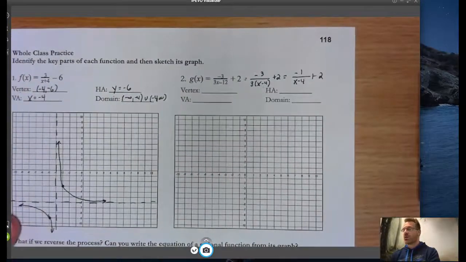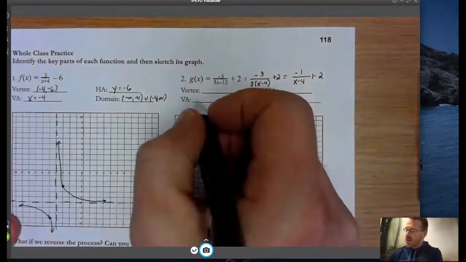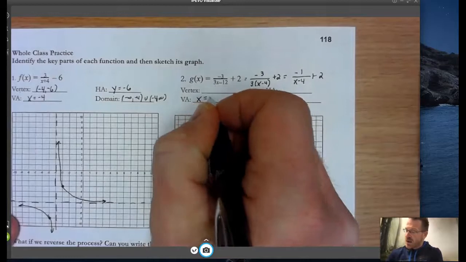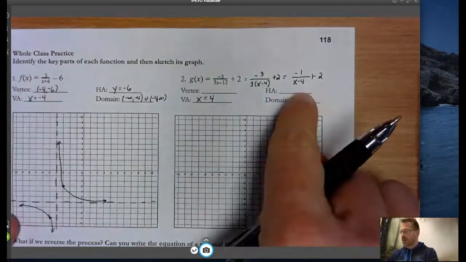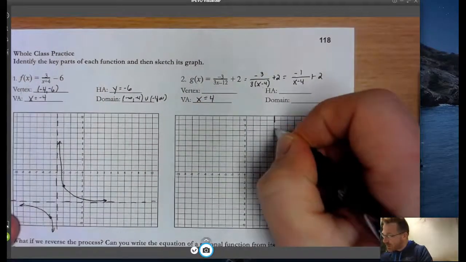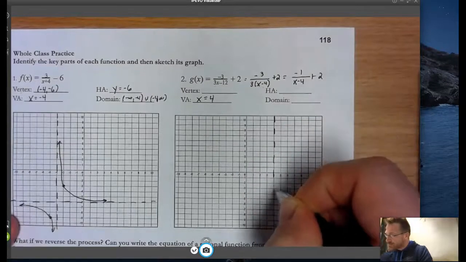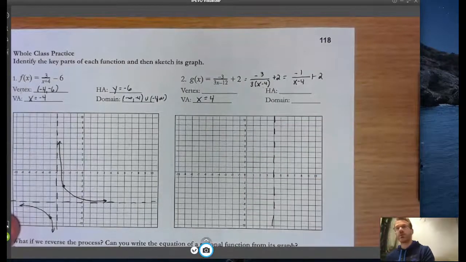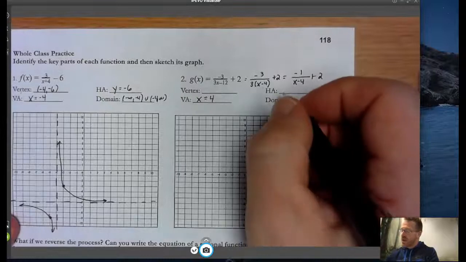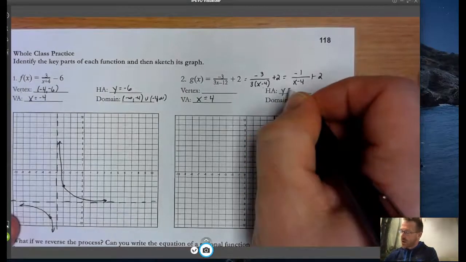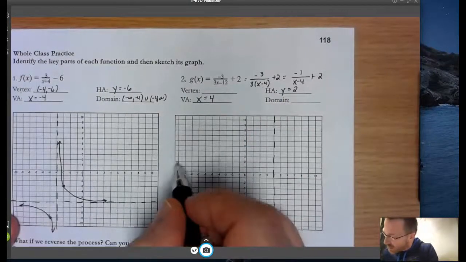Now when we look at number 2, I can see that my vertical asymptote is going to be at x equals 4. I can clearly see that now, so I'm going to draw that in, like so. I can clearly see that my k value is 2, so my horizontal asymptote is going to be y equals 2. So let's draw that in.